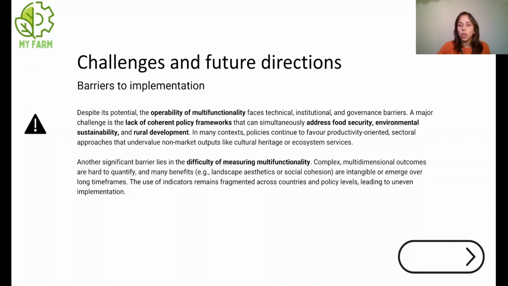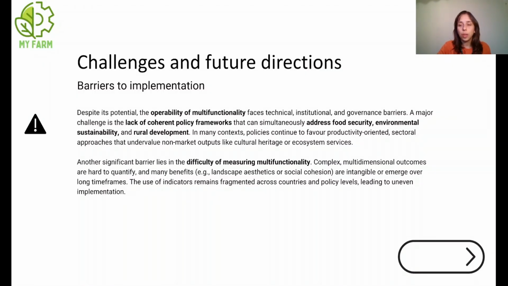We talked about food provisioning or pollination or clean water, clean air, but also aesthetic values. If you don't remember it so well, I suggest to go back to the previous lesson.